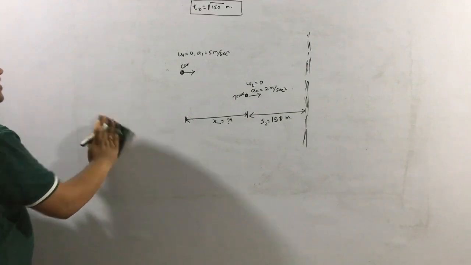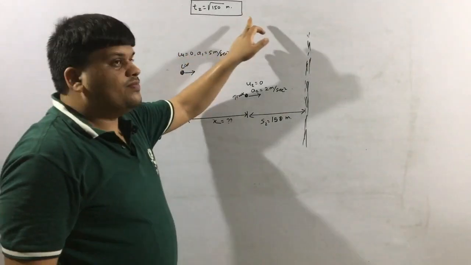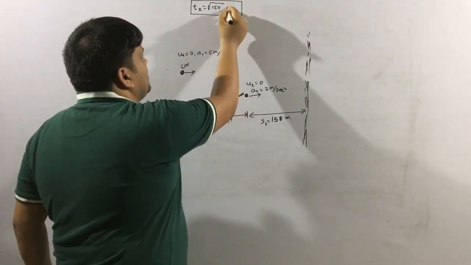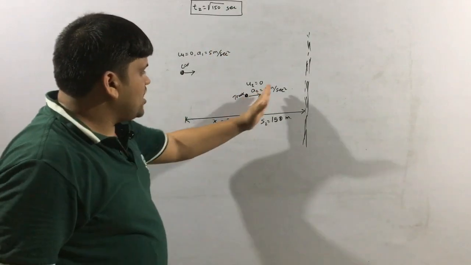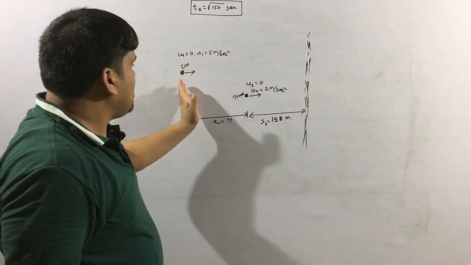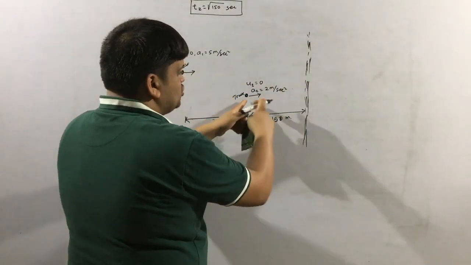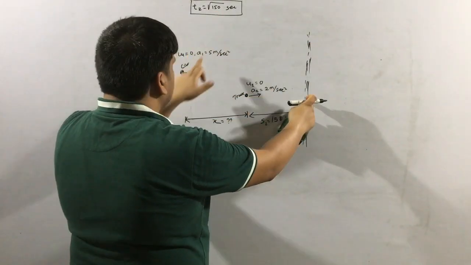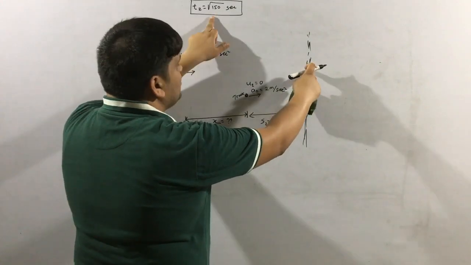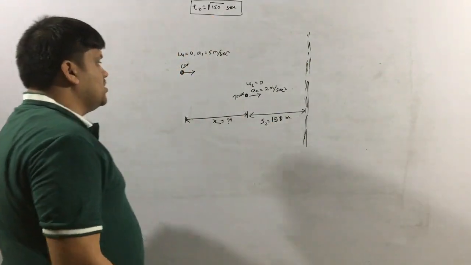So remember that if t2 is root over 150 seconds, it means that this truck has travelled this much time and the car has travelled this much time to reach this point. The truck reached this point at a time of this, the car also reached this point at a time of this, and the car is overtaking that.